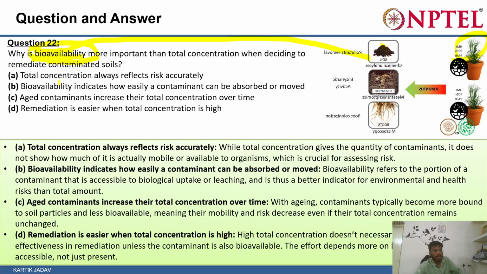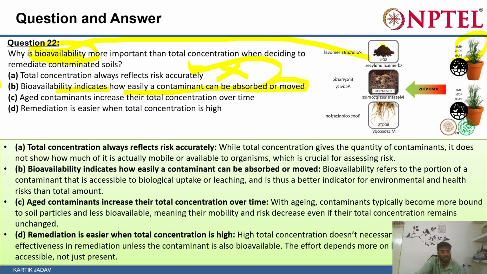Okay, so let's identify the correct option. Total concentration always reflects risk accurately. No, this is incorrect, right? Total concentration also includes the immobile concentration, or the concentration that is not harmful, or the concentration attached with the parent material, so it does not account for risk accurately. While bioavailability indicates how easily a contaminant can be absorbed or moved, yes, this is correct, right? That indicates ultimately the risk related to it.